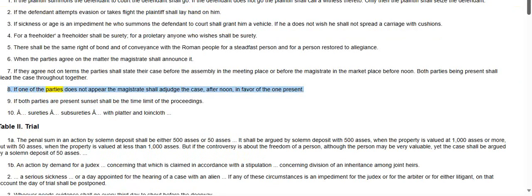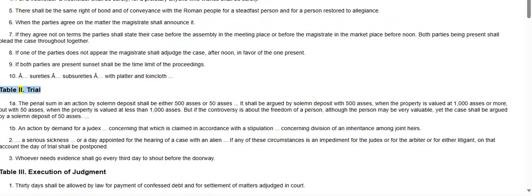8. If one of the parties does not appear, the magistrate shall adjudge the case, after noon, in favour of the one present. 9. If both parties are present, sunset shall be the time limit of the proceedings. 10. Sureties, with platter and loincloth.